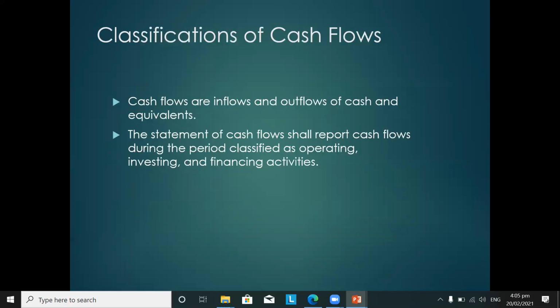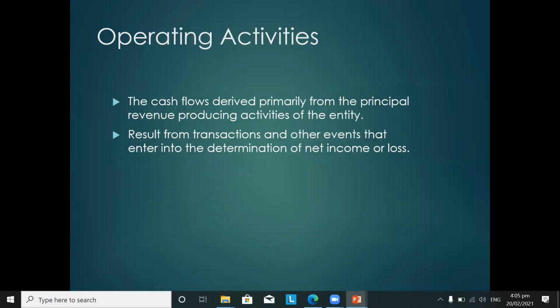Next is the classification of cash flows. What are the classification of cash flows? There are 3 activities involving cash. They are first, operating activities, second, investing activities, and third, financing activities. So let's talk first about the operating activities. Operating activities are the cash flows derived primarily from the principal revenue-producing activities of the entity.